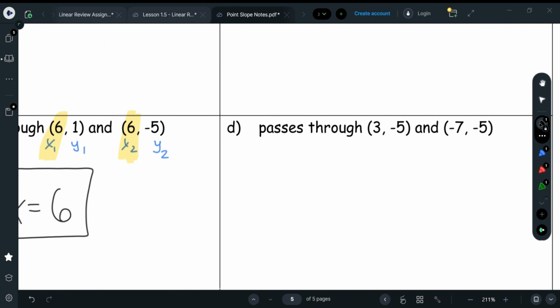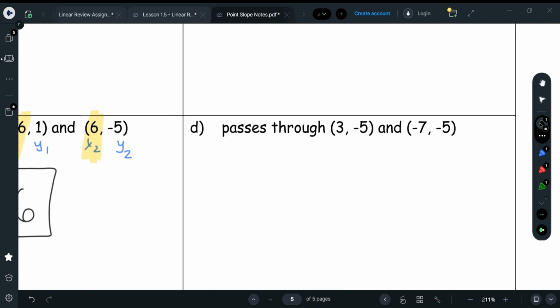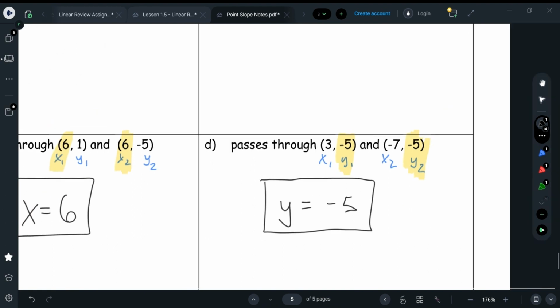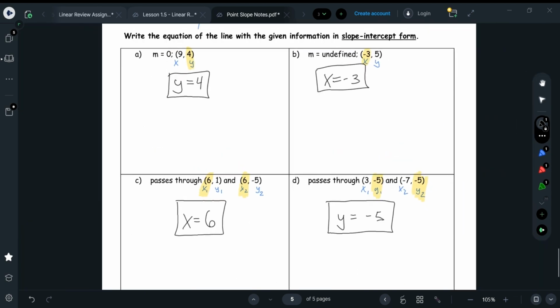And then the last one here, same thing. Let's do the same kind of analysis. Which coordinate is not changing? It's the y coordinate. Look, y coordinate is a -5 for that point, and also for this point. That means the y value doesn't change. It stays constant at -5. This is a horizontal line going left to right, and it crosses through the y-axis at -5. And there we are. We're done with those examples.